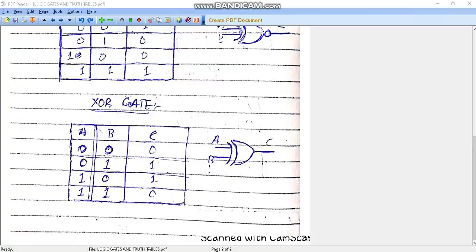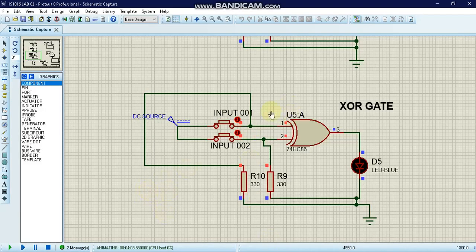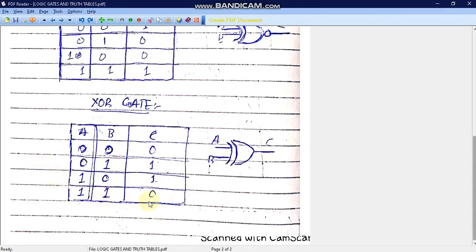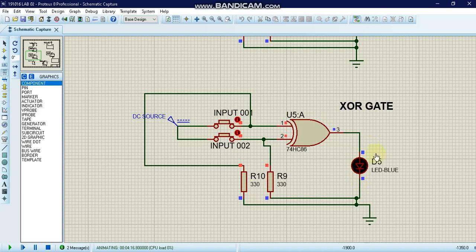Now let's see this in our simulation. So as we can see, both of our inputs are the same, that is 1 and 1. So from the truth table we can see our output is 0. So our LED here is off, that is it is at active low.